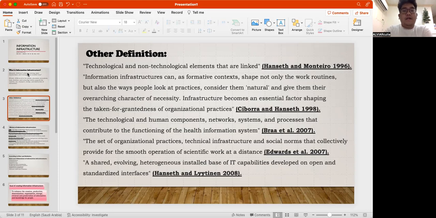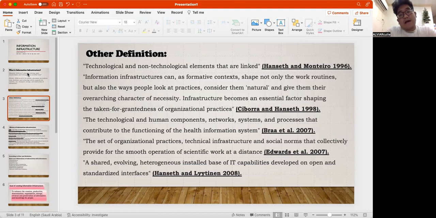Next, other definitions of infrastructure. Information infrastructure by Hanseth and Monteiro noong 1996: it is technological and non-technological elements that are linked. So, ibig sabihin, magkadugtong ang technological at non-technological. Sabi rin ni Sivora at Hanset noong 1998, information infrastructures can, as formative context, shape not only the working routines, but also the ways people look at practices, consider them natural, and give them overarching character of necessity. Infrastructure becomes an essential factor shaping the taken for grantedness of organization practices. Dito sa definition ni Sivora at Hanset, hindi pa masyadong gumagamit ng technology.